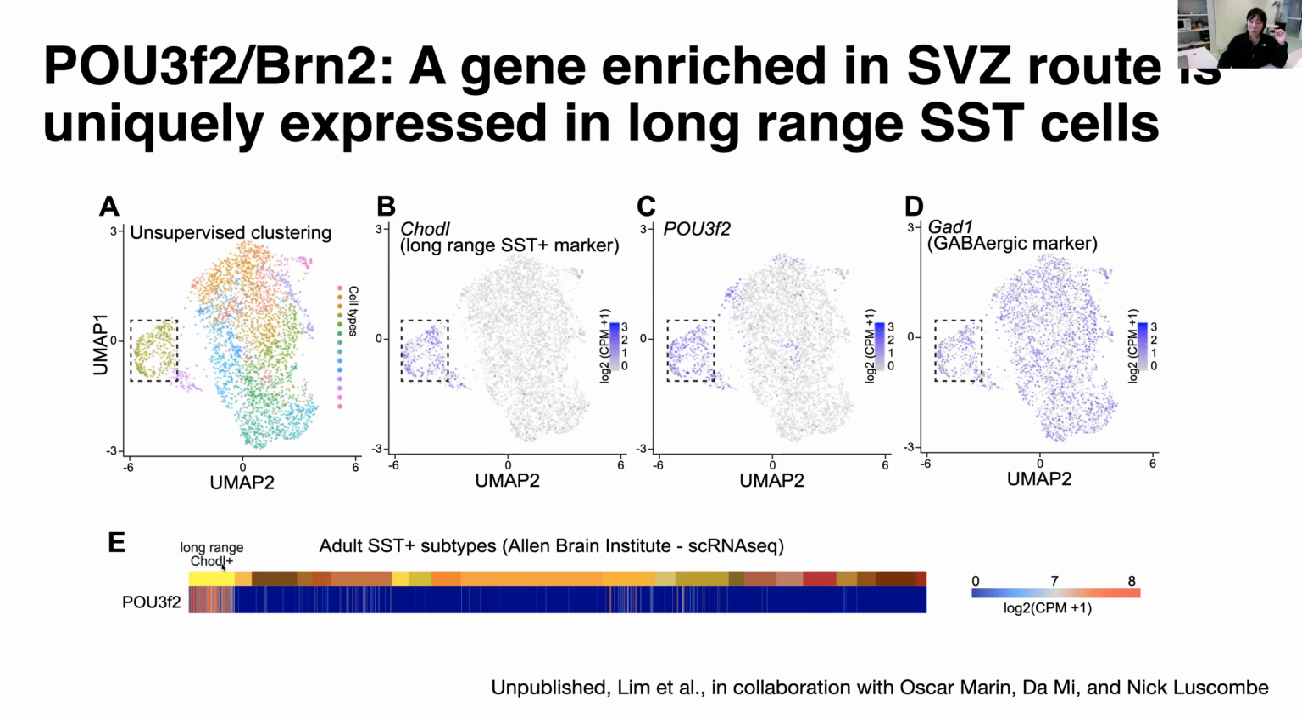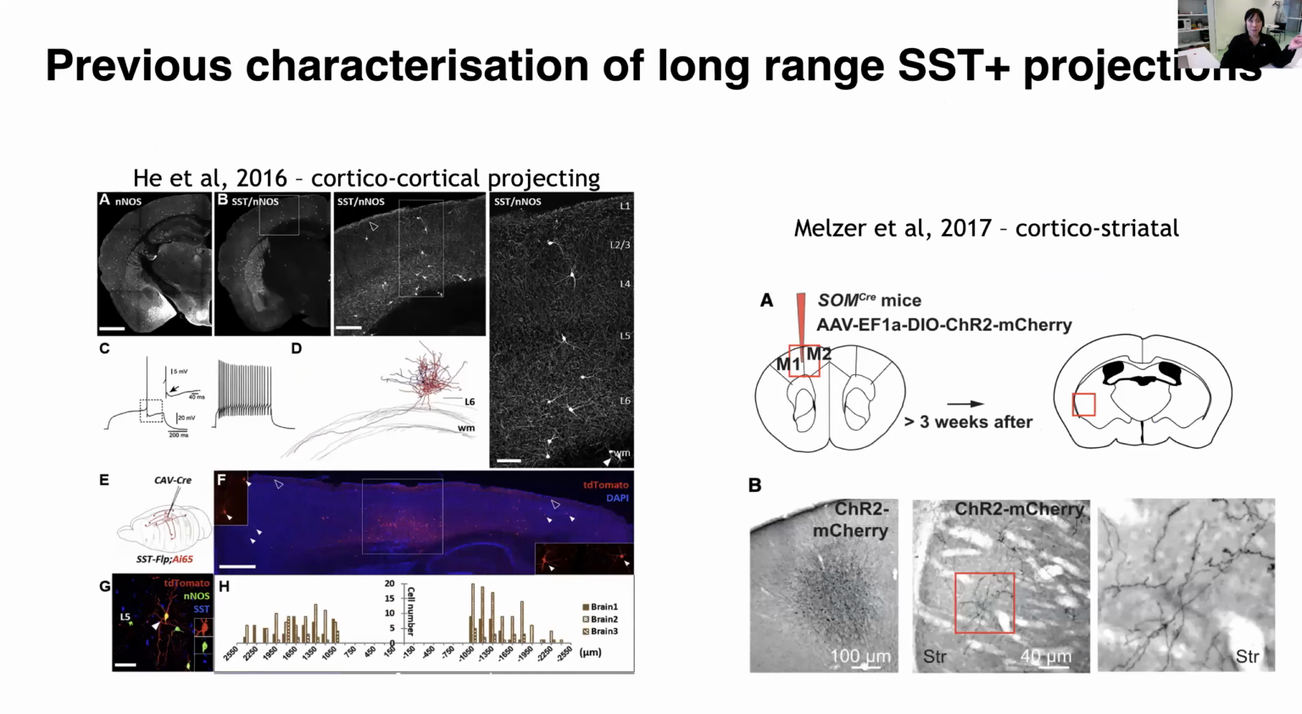We know that these are also uniquely in long-range cells. So now we have a gene that is expressed in a very acute manner, in a very acute cell type, and we ask, maybe this marker would also mark them earlier in development when they're in a progenitor state. So before I go into that, let me describe a little bit what these long-range cells are first.